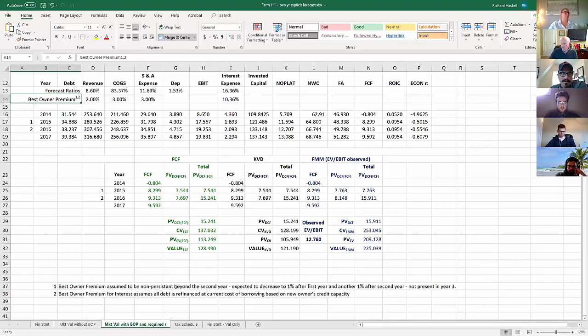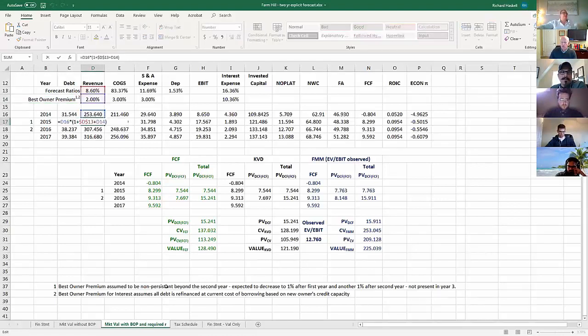And in this case, if you read through this, I'm telling you that I don't think that my adjustment to revenue, my best owner premium, is persistent. That I think after the first year, half will go away, and after the next year, another half will go away. So see how I've modeled that. In the first year, I use the whole thing, right? I take the 8.6% and I add all 2% to it. And the next year, I only took half of it. I took the 8.6% and then I only took half of this 2% adjustment. And the next year, well, in this case, I didn't take it at all.